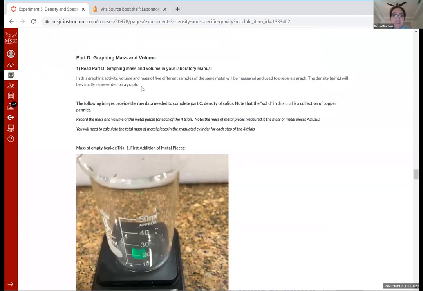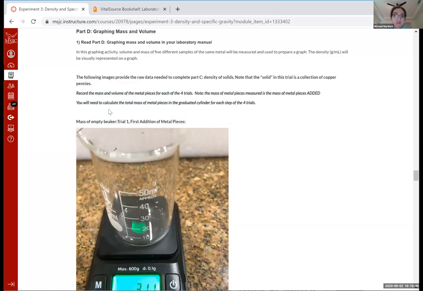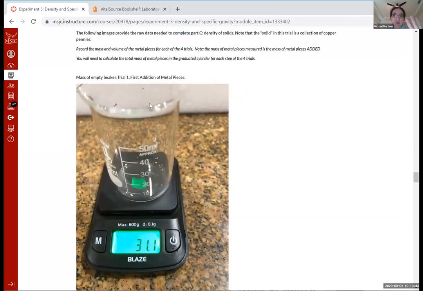For part D, you're going to record the volume and mass over 3 to 4 trials. So, for example, we're going to add 4 different portions of our metal pieces. You're going to record the mass and volume of the metal pieces for each of the trials. And note, and this is really important, you need to calculate the total mass of metal pieces in the graduated cylinder for each step of the 4 trials.